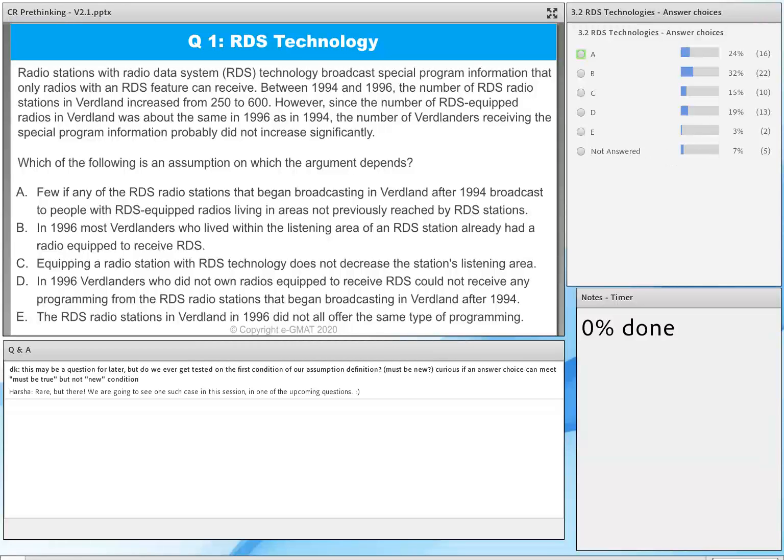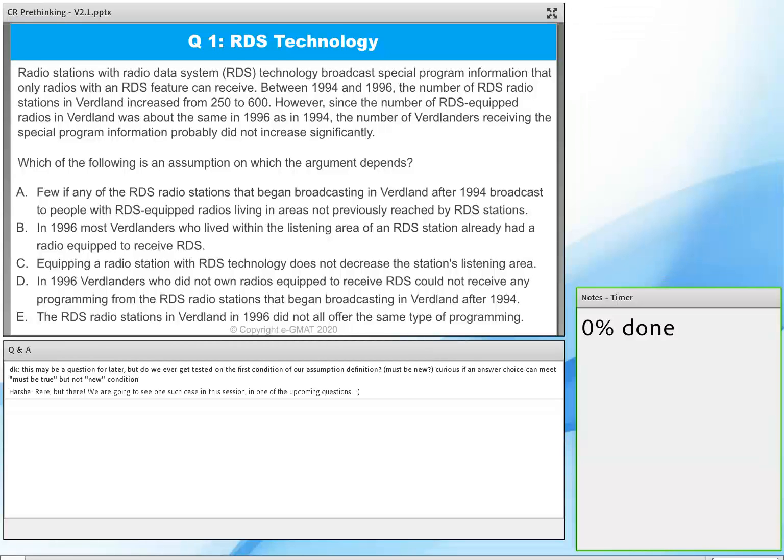Now, this is a difficult question. The next question is easier than this. This is a question that I call the perfect storm. Difficult context, difficult answer choices, logical structure not as simple. Next one's simpler than this. So yeah, you're going to have more fun with the next one.